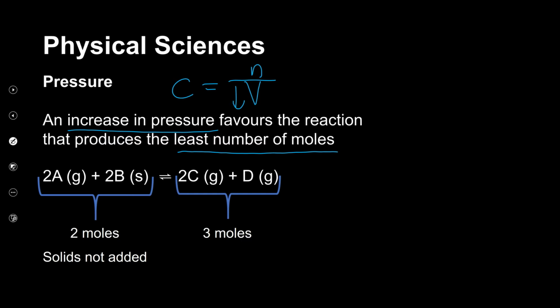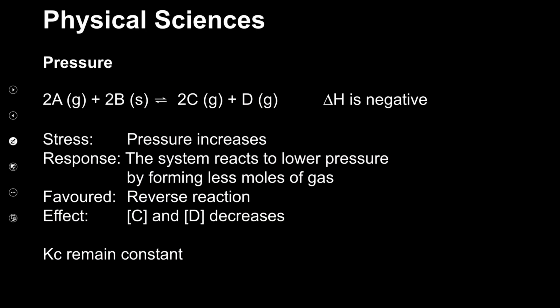What's very important when we look at pressure is we need to add the number of moles on both our reactant and our product side. Just remember, the solid is not part of our Kc expression. So on my left-hand side for my reactants, I have 2 moles. And on my right-hand side, I have 2 plus 1, which is 3 moles. So let's look at what Le Chatelier says. The disturbance or the stress was an increase in pressure. Remember, the volume was decreased.